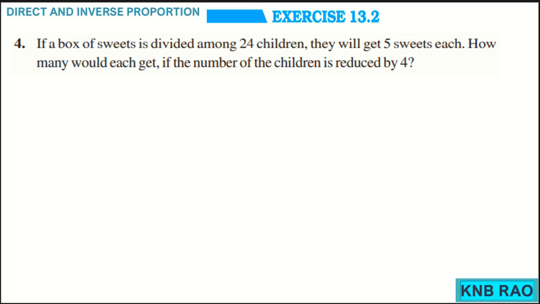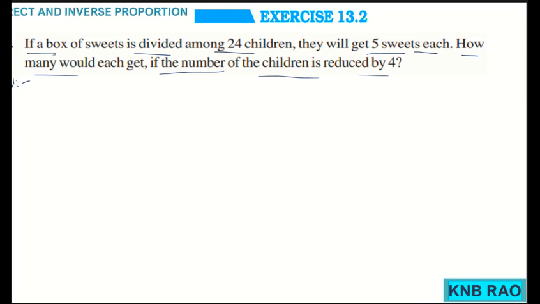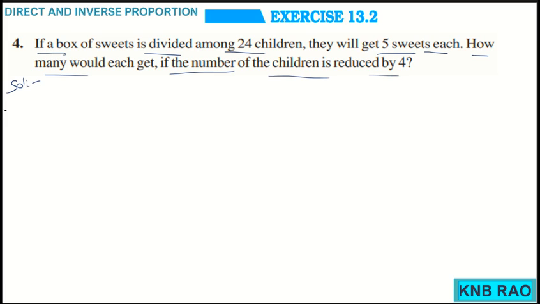Coming to question number 4. A box of sweets is divided among 24 children, they will get 5 sweets each. How many would each get if the number of children is reduced by 4? See children, as I have already mentioned to you, the solution for example number 9, similarly here you have to solve. First, how many would each get?